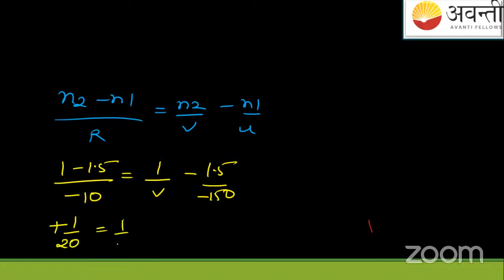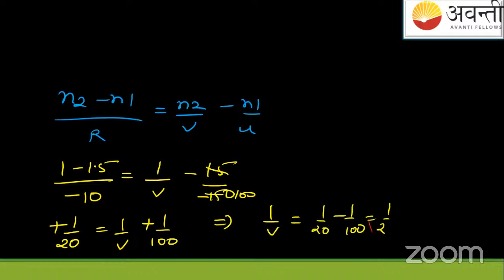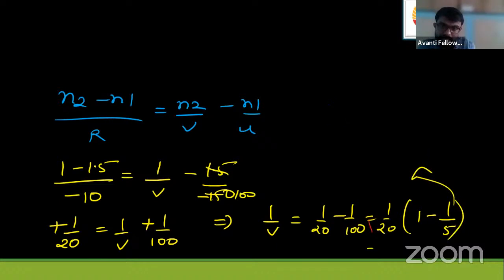Okay, this is 1 by v. This will be plus 1 by 100. Fine. Solve karo isko. You'll get 1 by v value as 1 by 20 minus 1 by 100. This will give you the value as how much? 1 by 5.